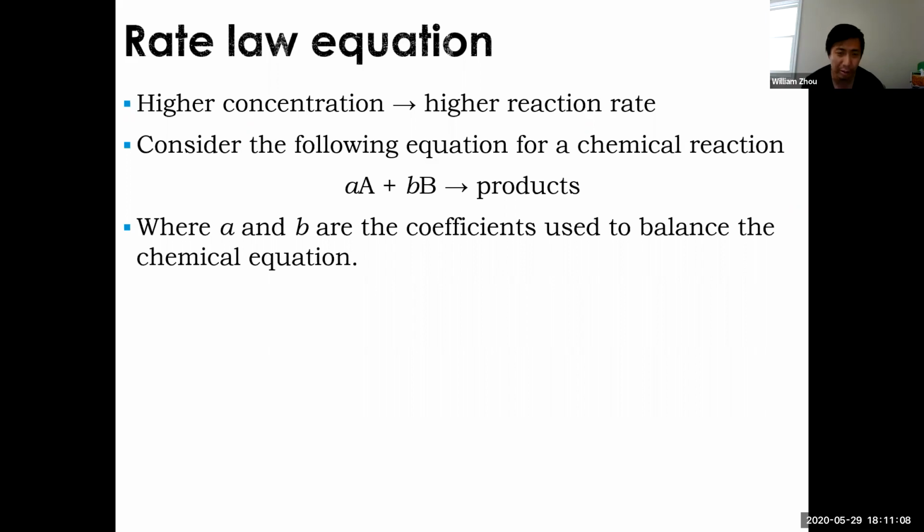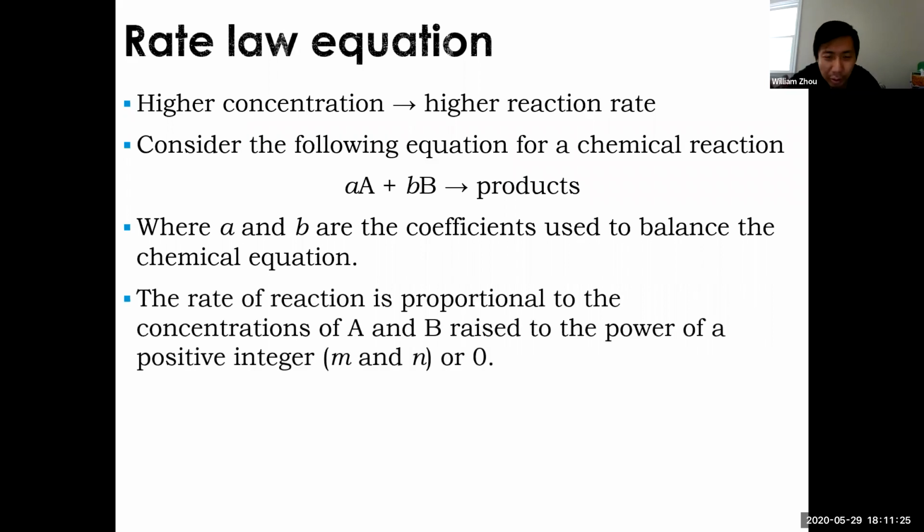So consider the equation on the screen. A plus B, you get products. Big A and big B are the reactants. Lowercase a and lowercase b represent the number coefficients that we use to balance the equation.